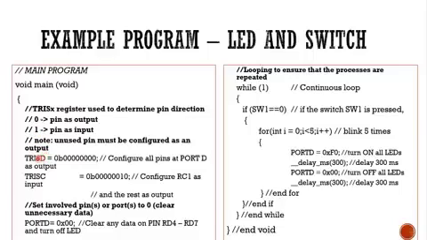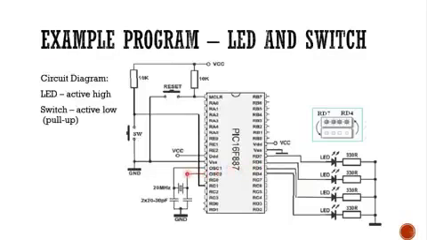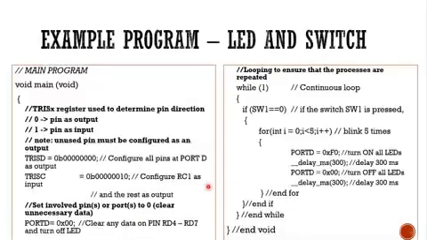So you write this value. TRISD, in terms of binary, you just set everything equal to 0. This means that all pins from port D will be output. And then TRISC, sorry, this one is here, C, C, not B.